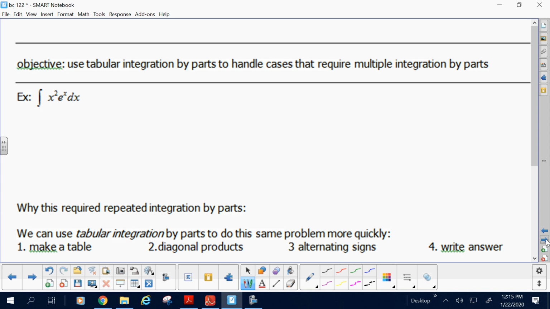Would you do this by integration by parts and give me an answer so we can refer back to it and see how the tabular works? You will have to do integration by parts twice.